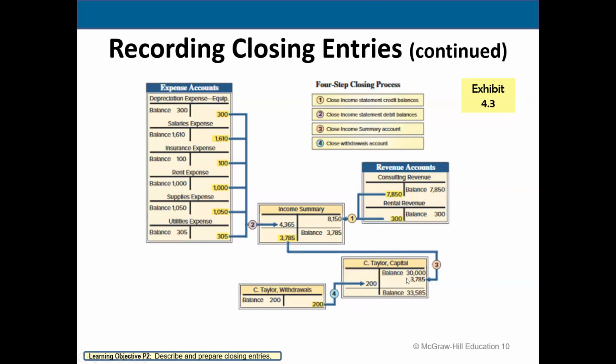The last thing we have to close out is our withdrawals. In this case, the withdrawals will always have a debit balance. So to close it, we'll credit the withdrawals, and then we'll debit the owner's capital. Recognize that withdrawals decrease the owner's capital. That's why we're debiting it, because owner's capital is an equity account, so it increases with a credit and decreases with a debit. So when we close our withdrawals, we'll credit the withdrawals account and debit the owner's capital account.